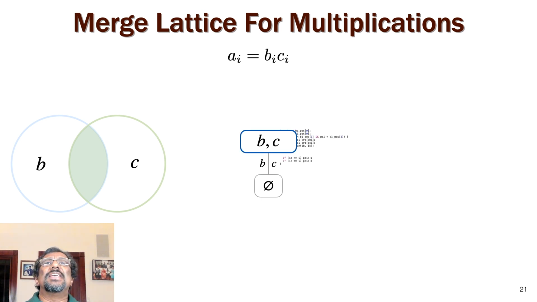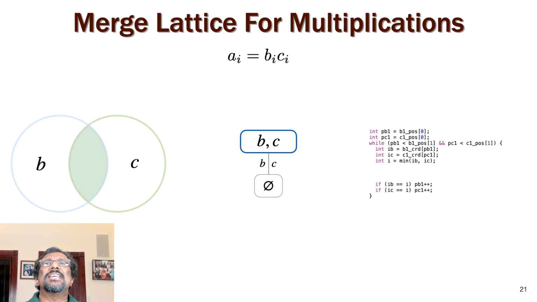So for B and C, I can generate code. What it says is I iterate while both B and C have values. And then I only have to generate output if both B and C have the same value. So when IB equals I and IC equals I, that means both B and C have that value I. Then and only then I generate AI. And when you are done, there's nothing to do because there are no more values. If either B or C runs out of values at the end, we are done.